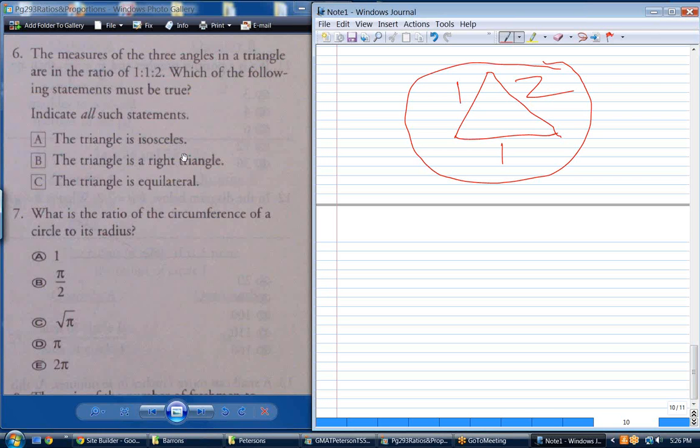How about C? I can't remember what equilateral means. Is that where all three sides would have to be equal? That's not true either. And all three angles. Incidentally, in an isosceles triangle, the angles opposite the same sides are also equal. In other words, that is equal to that.